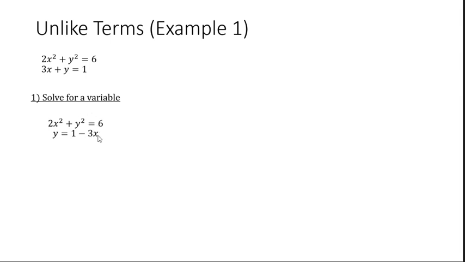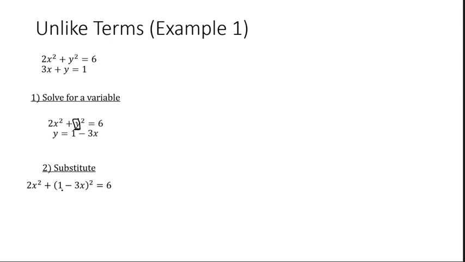Now once we have solved for one of the variables, we can substitute. So we substitute back into the first equation right here. We solved for y, so in place of y in this equation, we're going to plug in 1 minus 3x. So now we have 2x squared plus, and then 1 minus 3x, that whole thing is going to be squared, and that's equal to 6. And then from here we can just solve for x.